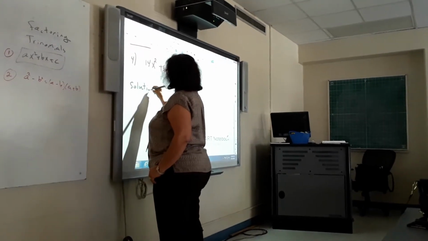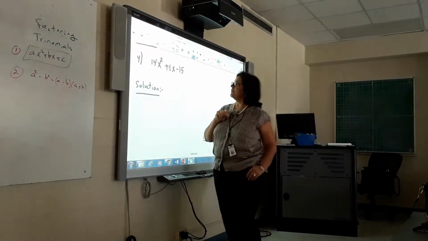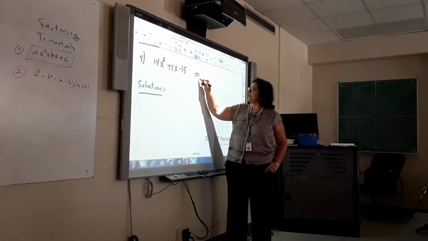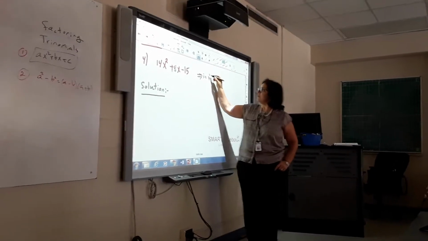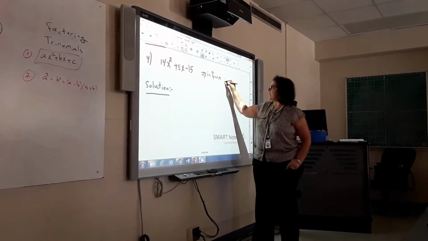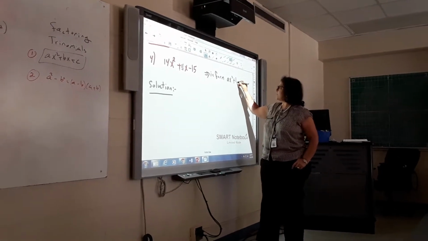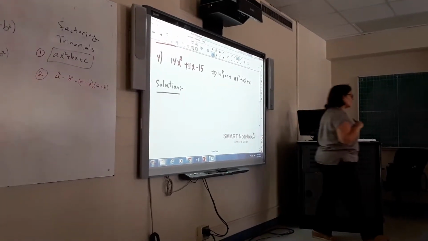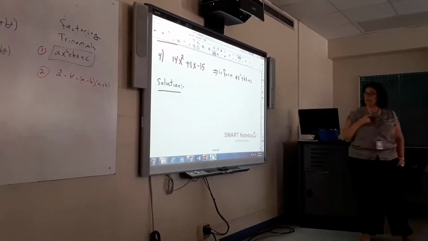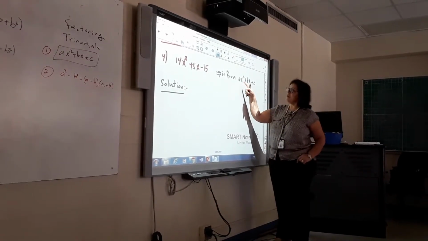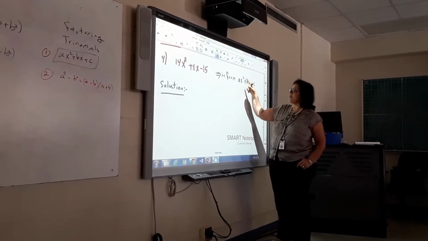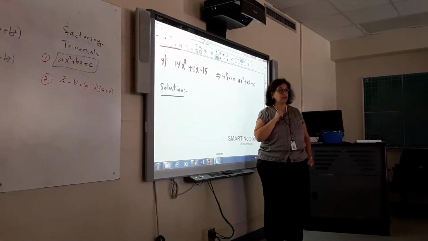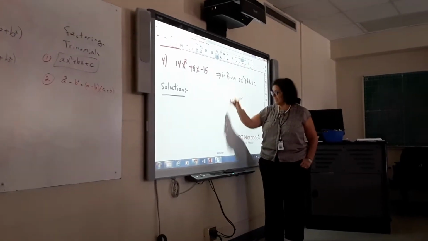Of course, before I start, I have to factor this polynomial in the form ax squared plus bx plus c. Now I need to find the corresponding parts. The first one is going to be my a, which is the coefficient of x squared. What is the coefficient of x squared in the given polynomial? 14. So a equals 14.